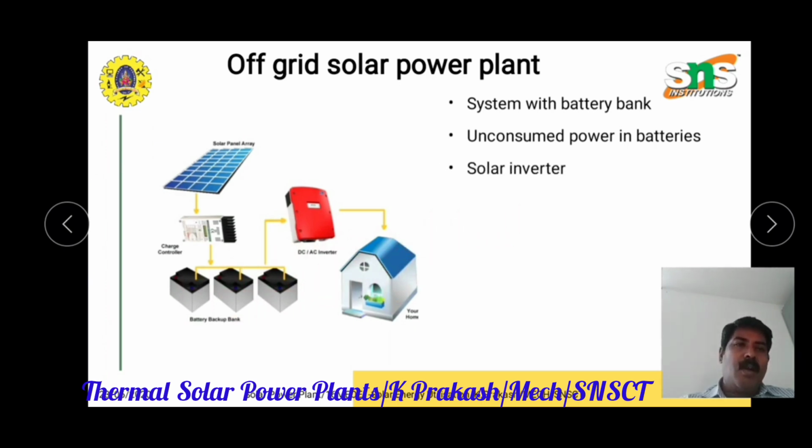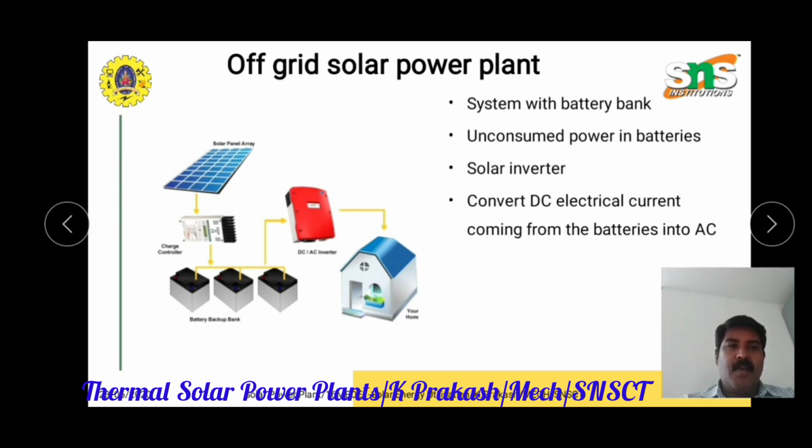So unconsumed power is stored in the batteries. Here we are using solar inverters, converting the direct electrical current and storing it in batteries, and then we use this stored electricity for common household appliances. So this is about the off-grid solar power plant. The main thing here is that unconsumed power is stored in the batteries.